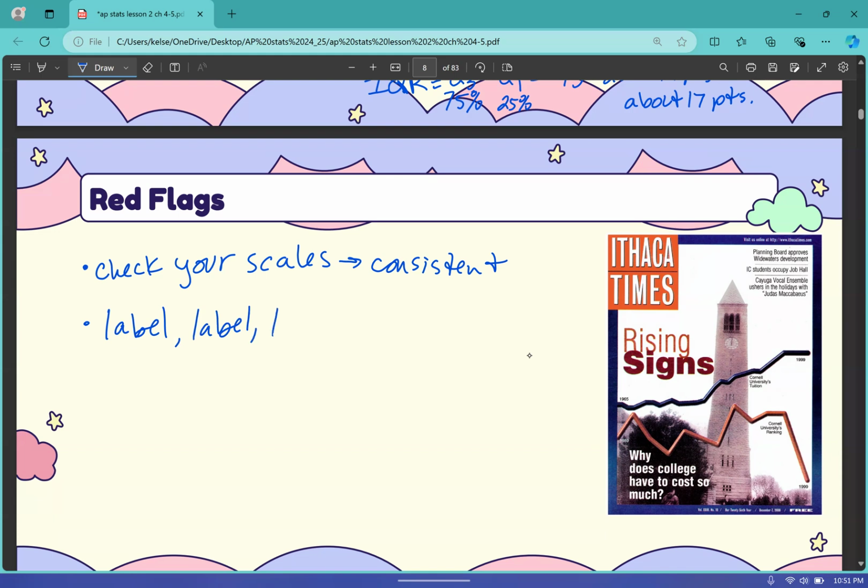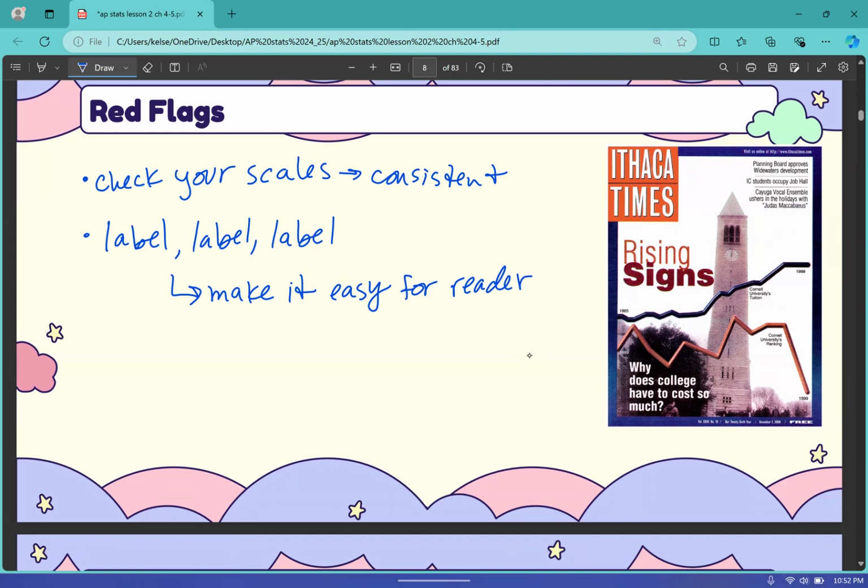The other thing is label, label, label. You've got to make it easy for the grader to see what you are trying to show. Make sure everything is nice, neat, and legible, and then over label. You can't get in trouble for labeling too much, but you can get in trouble for not labeling enough. Over point stuff out; you want to give it to them on a nice silver platter.